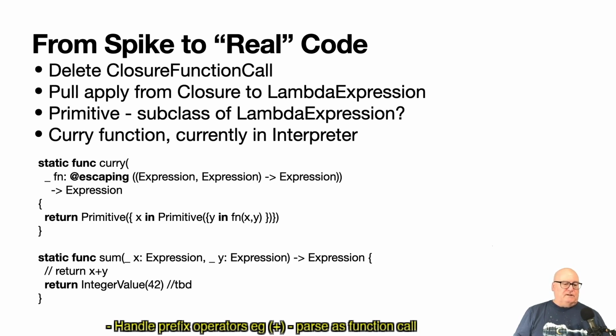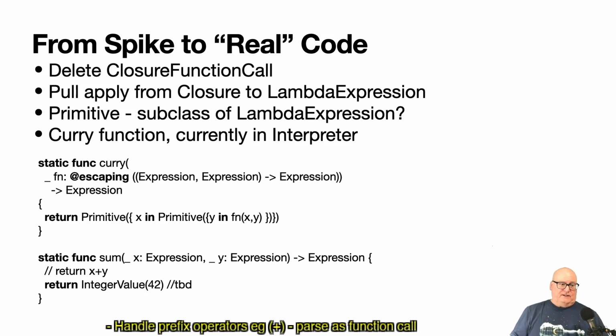One is we have a closure function call that we used for sort of an early proof of concept of actually evaluating functions. That class is no longer used. We'll delete it. Another thing is we have this method apply, and it's in closure right now, but lambda expressions are the things that actually apply functions to arguments. So we wanted to pull that back over to there. We added a primitive, which is a subclass, and I believe we left it as lambda expression. I bounced back and forth between closure and lambda expression. And then we have a curry function.